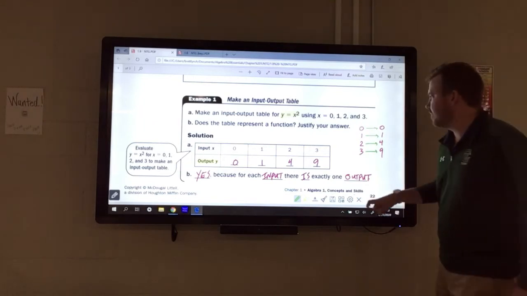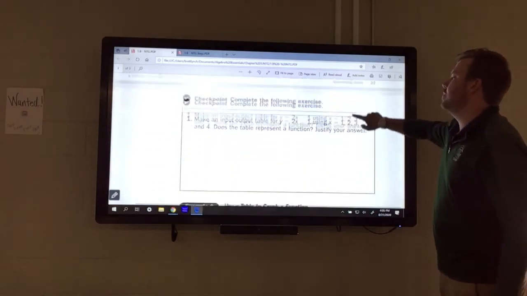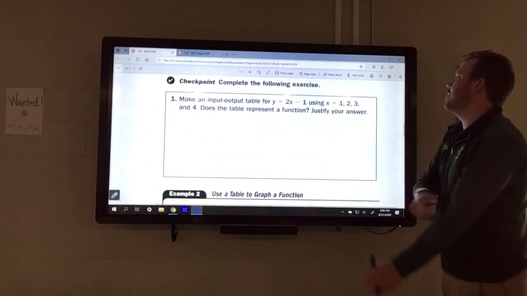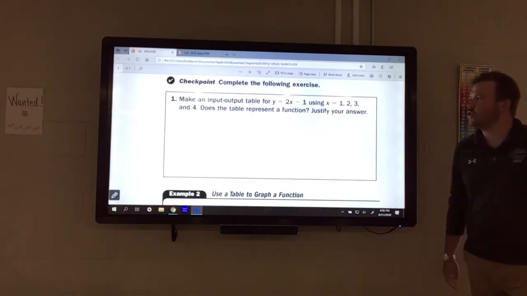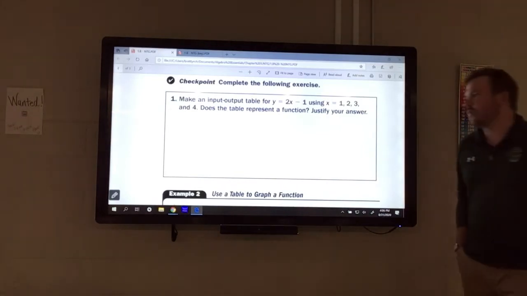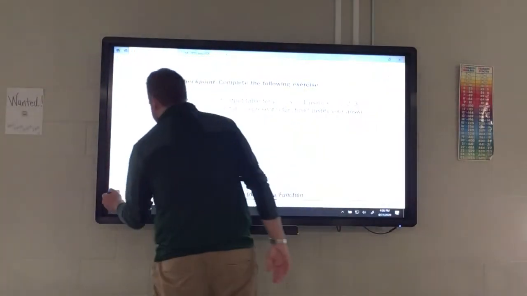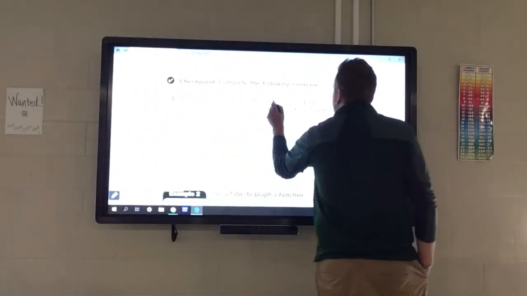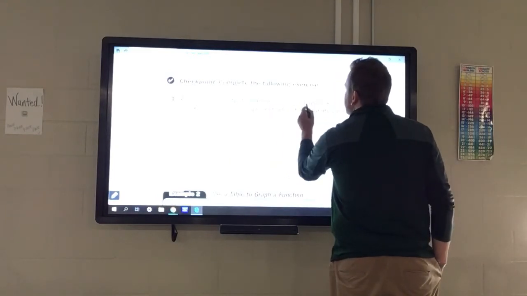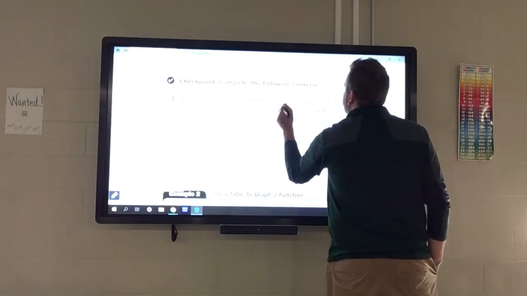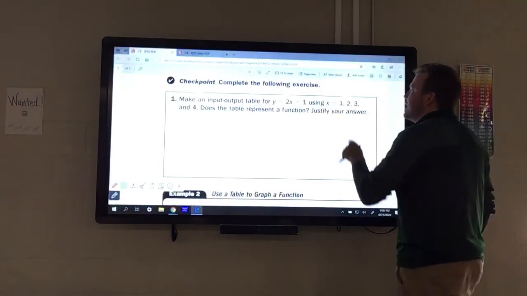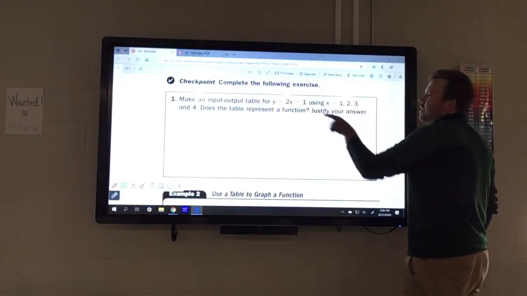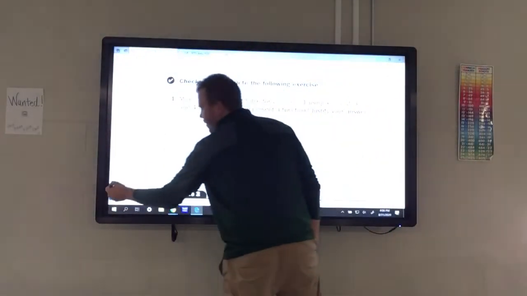Let's do another one. So let's go down to our checkpoint problem. This one we're going to make an input-output table for y is equal to 2x minus 1. So that is the rule we need to follow. The rule we're going to follow to find our y values is y is equal to 2 times x minus 1. And they want us to use the input values of 1, 2, 3, and 4. So let's go ahead and do that.